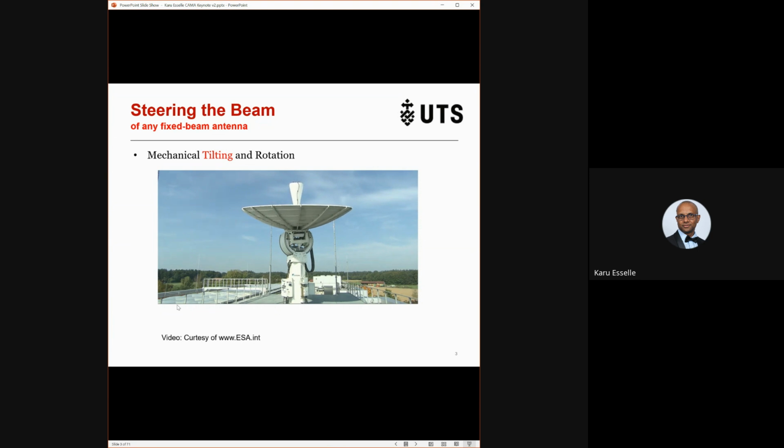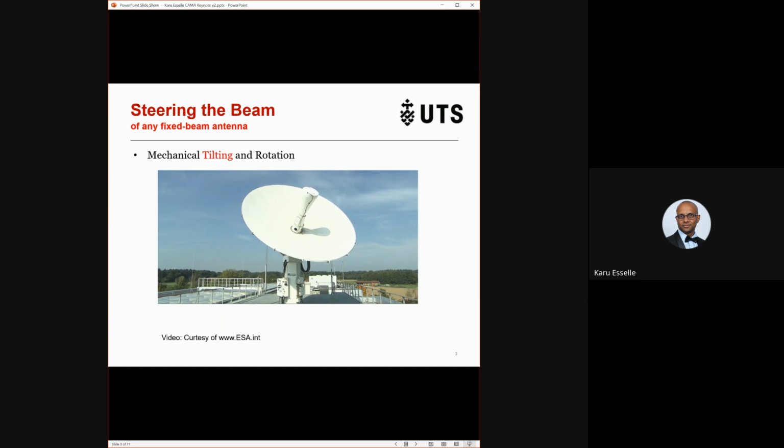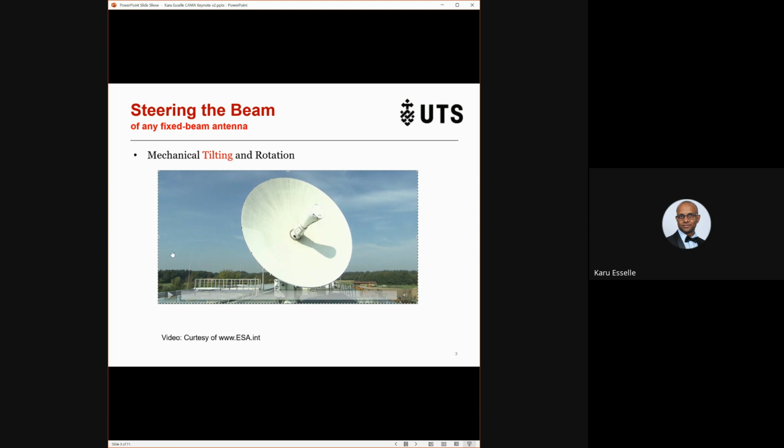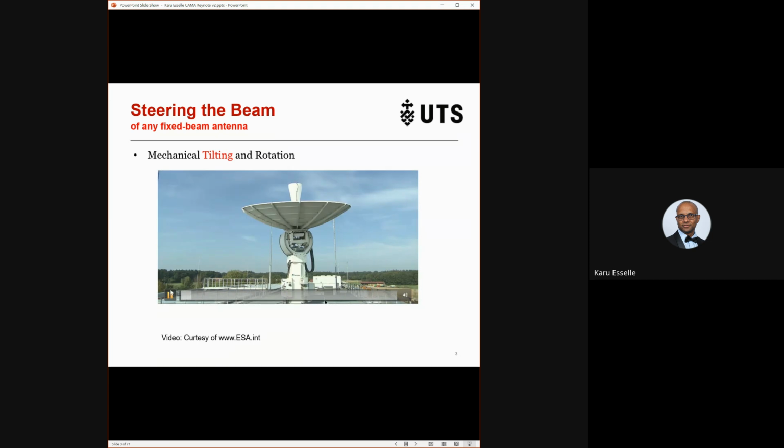Suppose you have an antenna with a fixed beam like this and you want to steer its beam. There's only one way to do it in the past, in the whole history of antenna engineering. This is the only way to do it. You add a mechanical tilting and rotation system to tilt its beam. And it works for any antenna with a fixed beam.